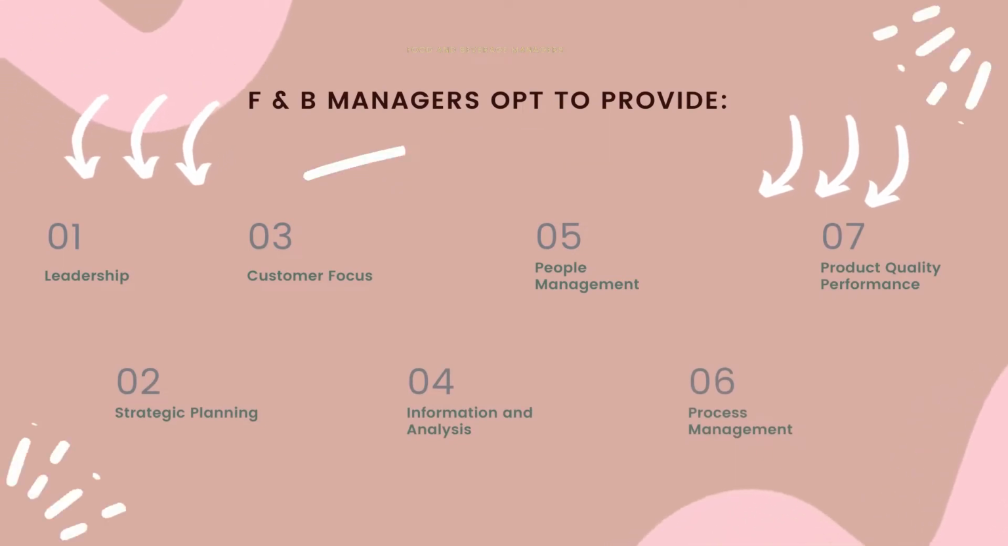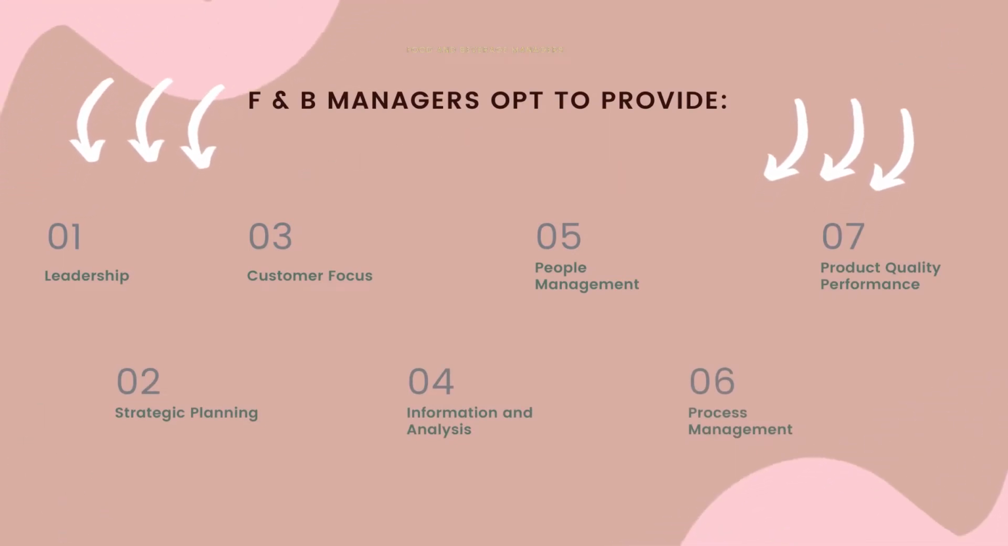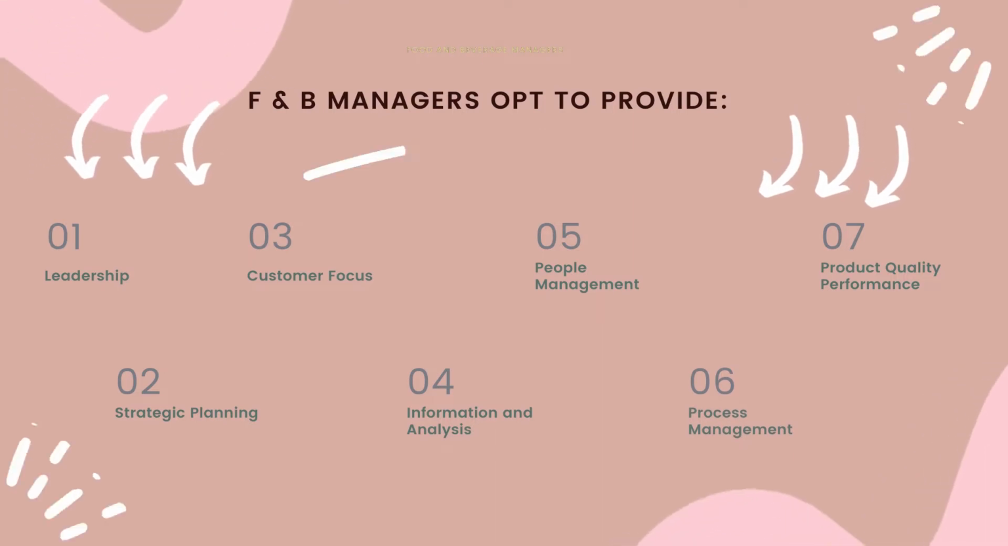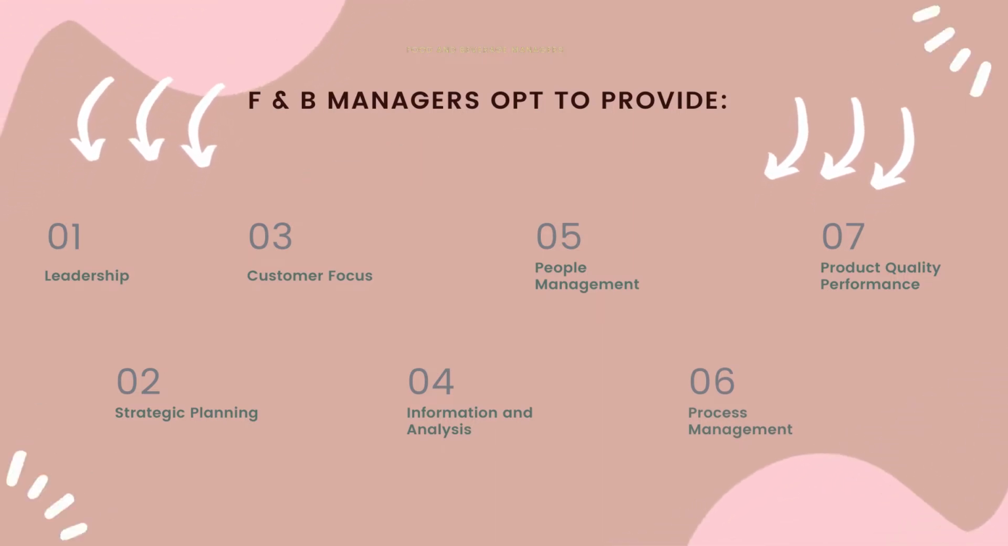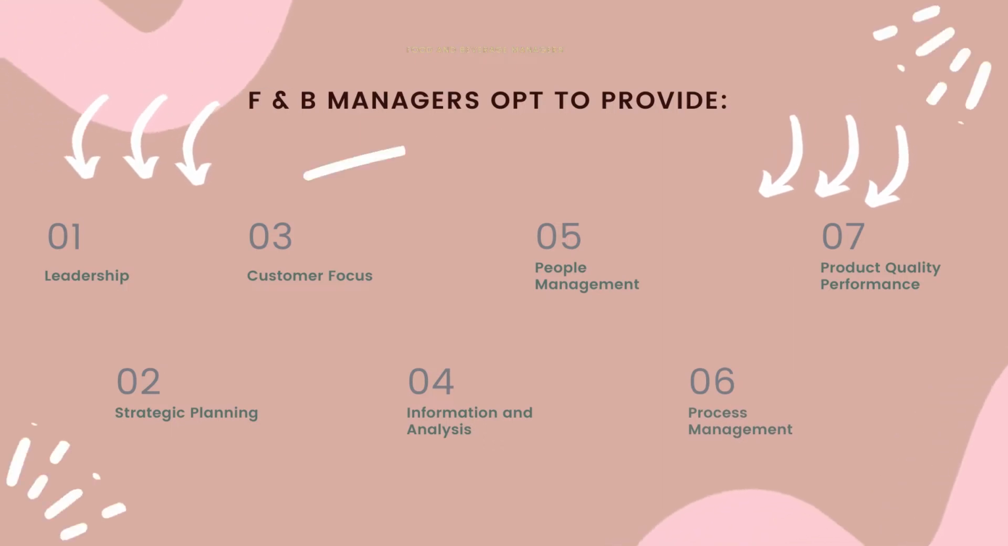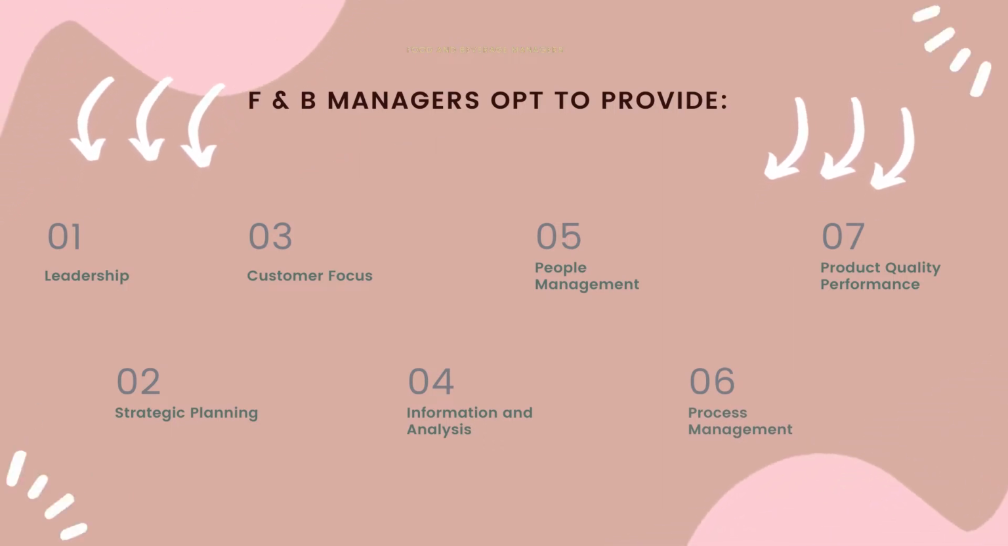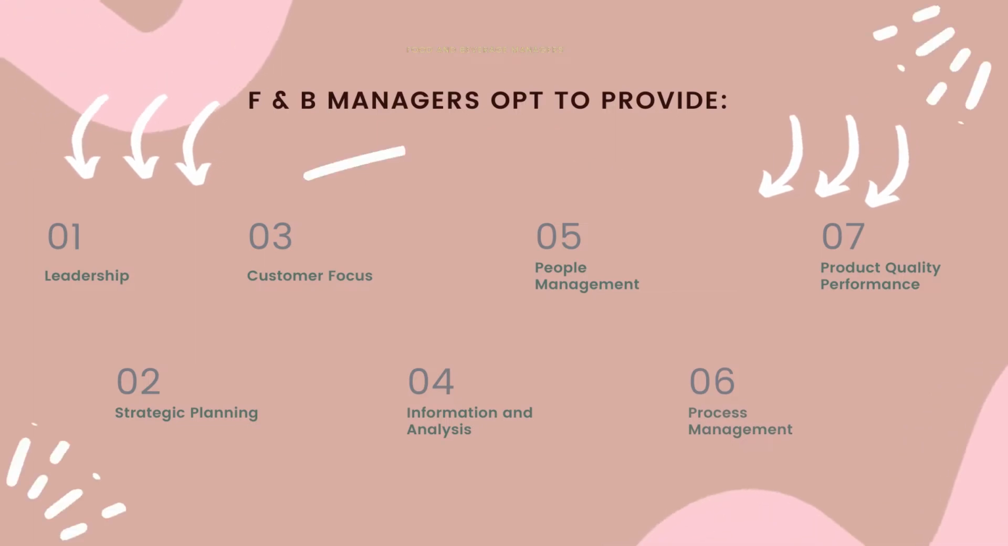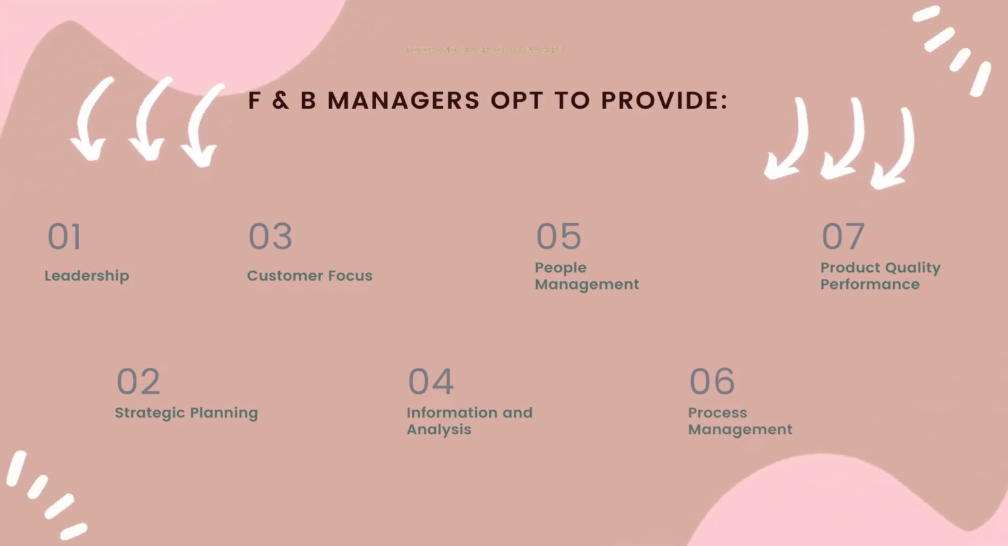Now, the food and beverage managers opt to provide and seek the following: leadership, strategic planning, customer focus, information and analysis, people management, process management, and lastly, product quality performance. Having the position doesn't limit their role in charge of the ins and outs of the food and beverage products from the company. The management company should consider TQM variables in improving product quality performance, such as leadership, strategic planning, customer focus and product management, and product quality.